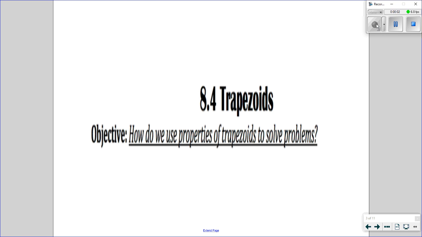Hi, welcome to our next lesson. We will be dealing with trapezoids. The objective is how do we use properties of trapezoids to solve problems.